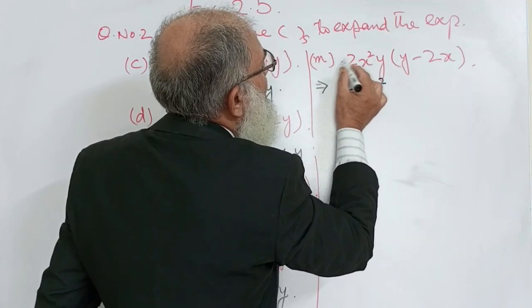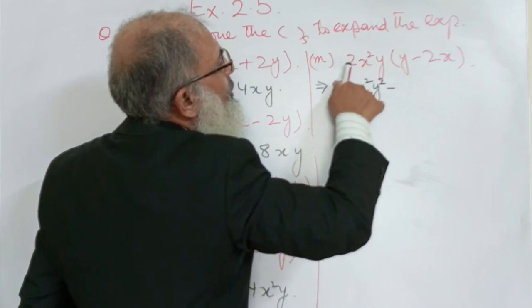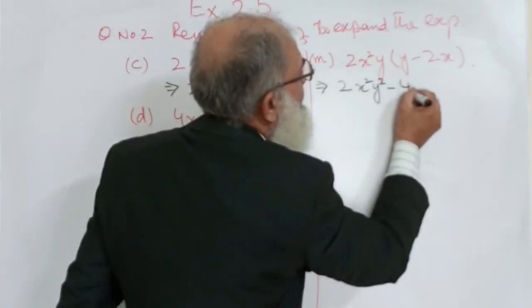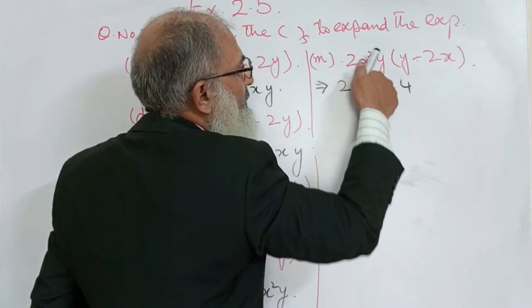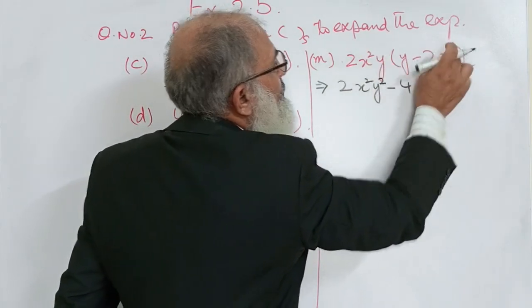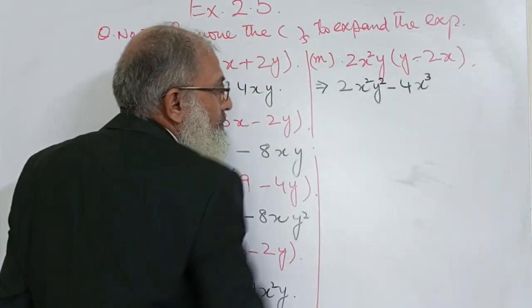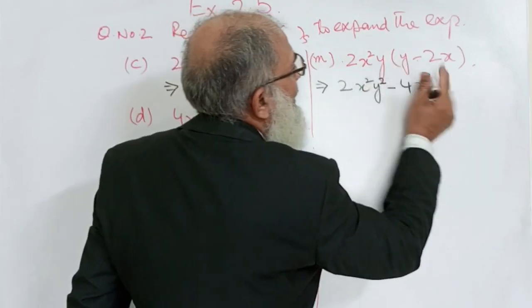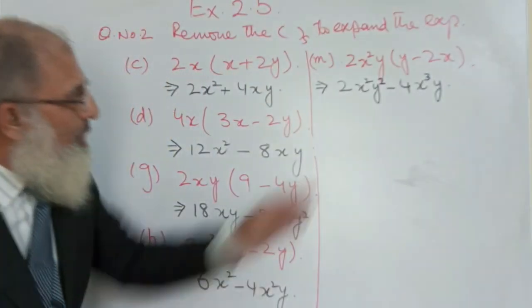Next step, a positive minus sign will appear over here. 2 multiplied by 2 is 4. Now x is with power 2, and here it is power 1. 2 plus 1 is 3. The power will become 3, and y will remain as it is. Now this is the total answer.